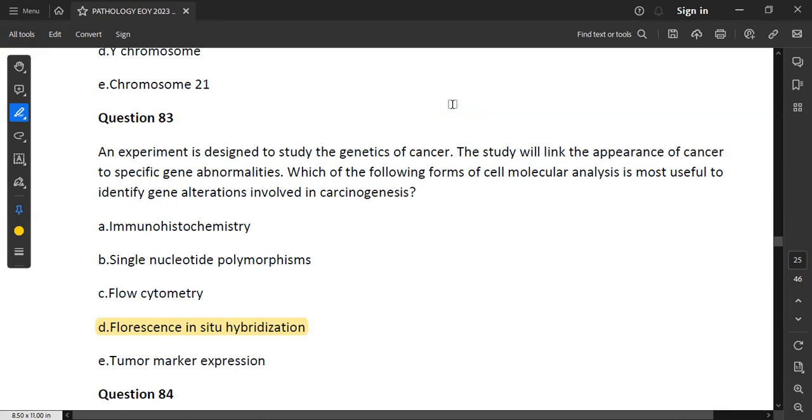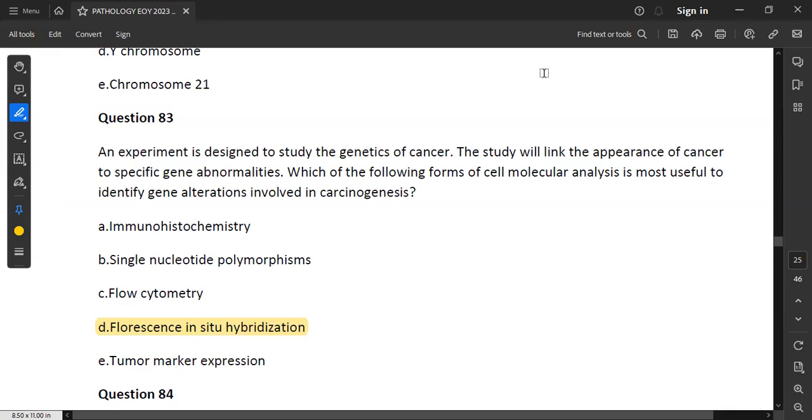And then tumor marker expression. Remember we were told tumor markers are only there to monitor malignancy progression. They're basically secreted by cancer cells or other cells in the body in response to a tumor. So the molecules that are secreted by cancer cells or other tissues in response to benign conditions or cancers. So in this question, the best answer is fluorescence in situ hybridization.